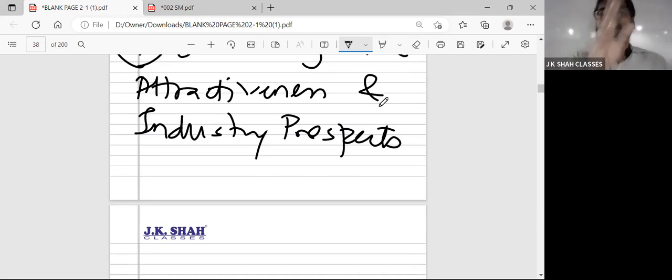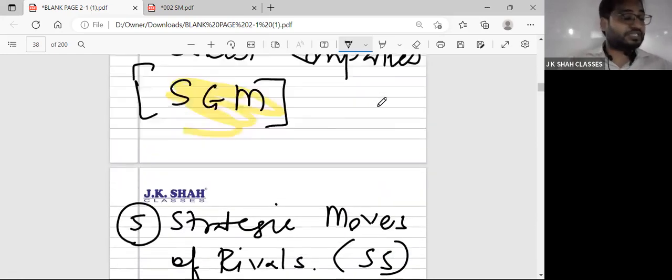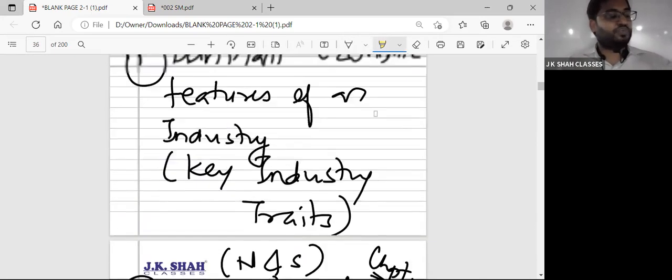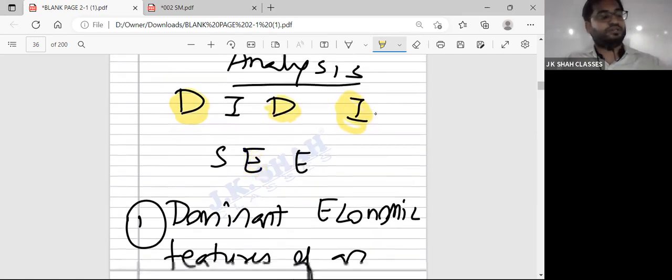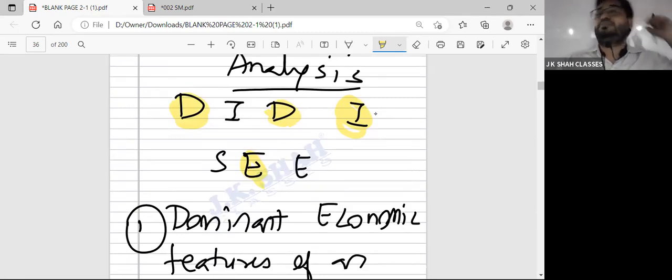Dominant economic features of the industry. Before I start with the answer, I will tell you which 4 are very important from the examination point of view. But you will study all 7. I'll tell you the 4 important ones so that you study them the best. First one, third one, fourth one, sixth one. 4.1, 4.3, 4.4, 4.6 in our textbook, if you are referring to our textbook.